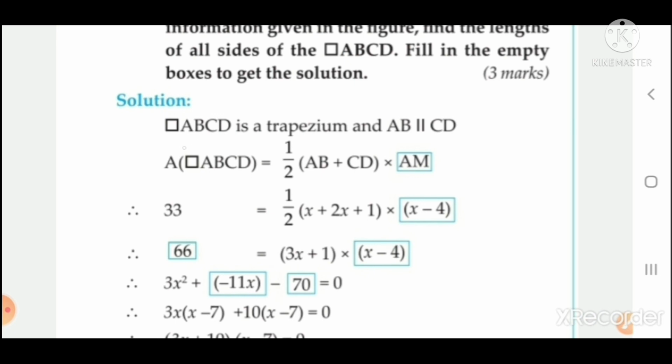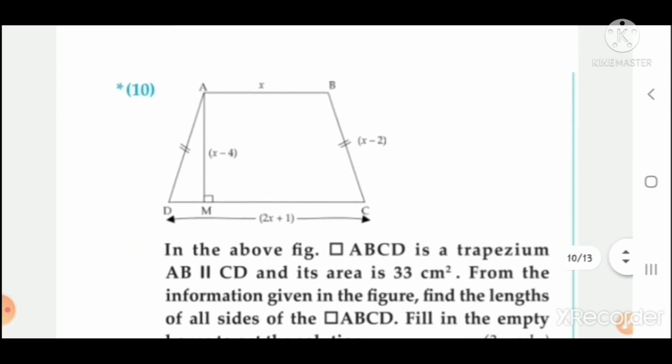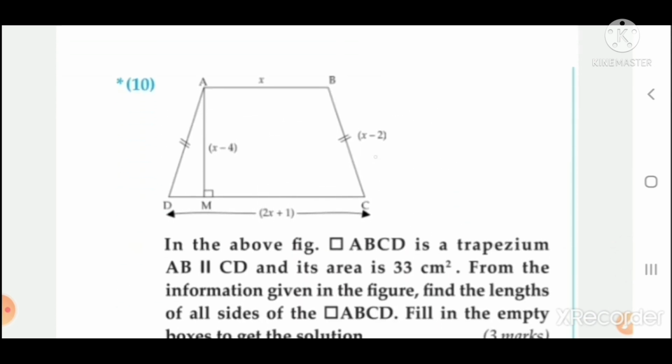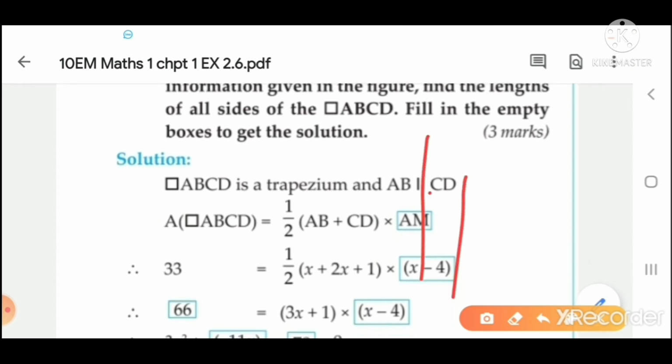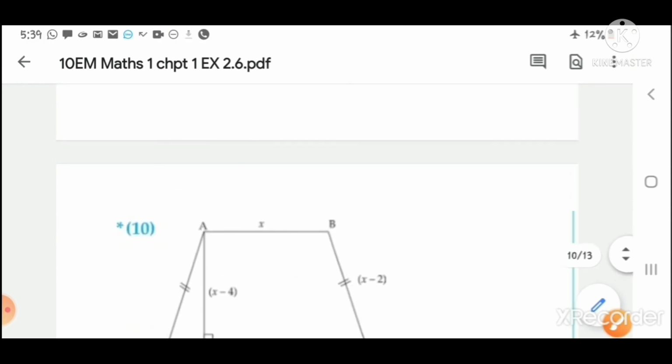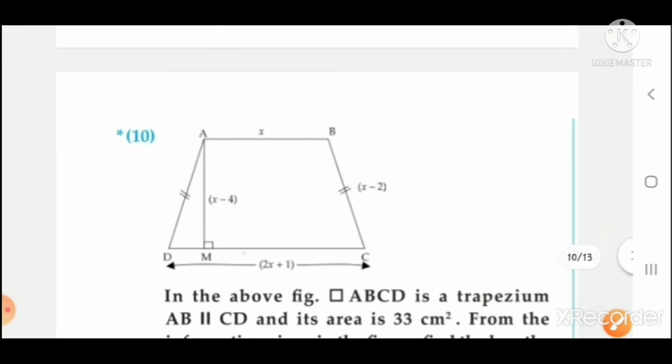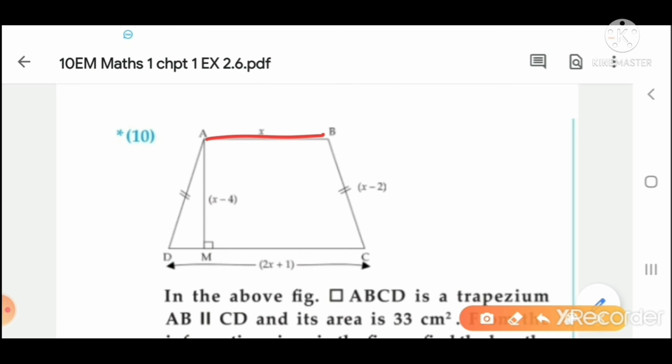See, this is written already: quadrilateral ABCD is a trapezium, AB is parallel to CD. So do you remember the formula of a trapezium? Half into sum of the parallel sides into height. So the sum of the parallel sides are AB and CD, right? Here it is given, AB and CD are the parallel sides because it is a trapezium. And what is height? Height will be this AM.